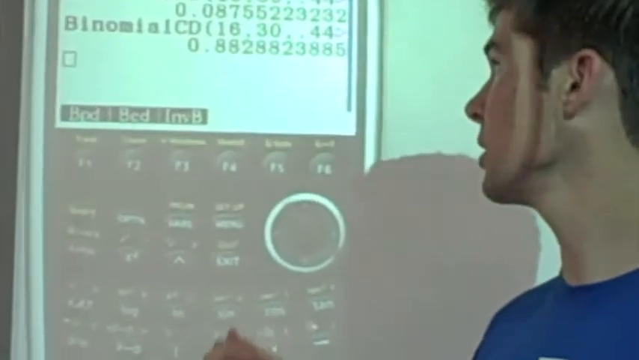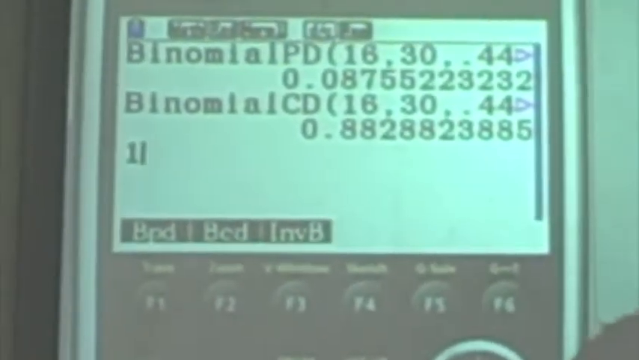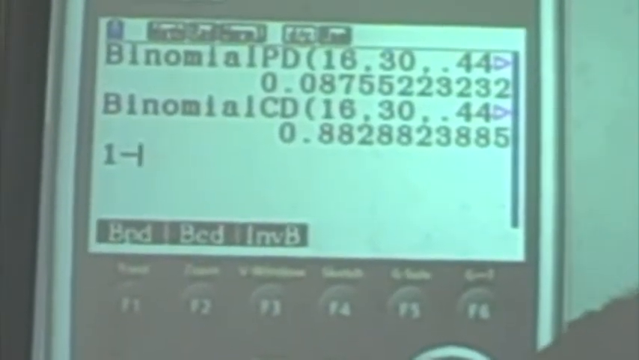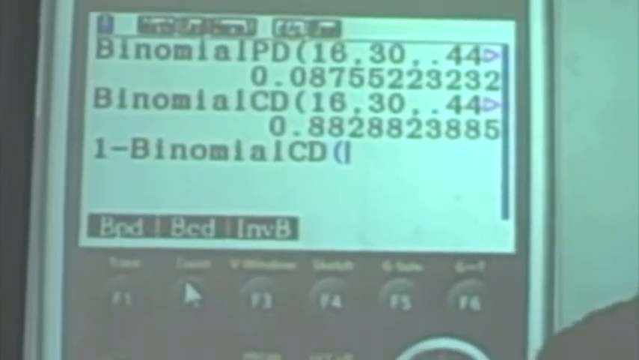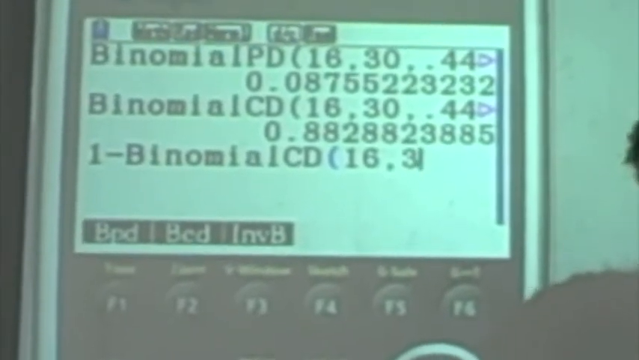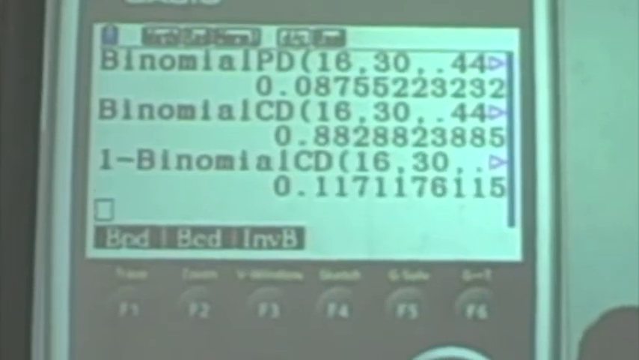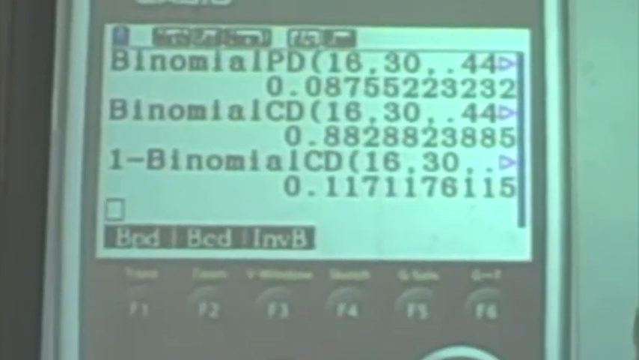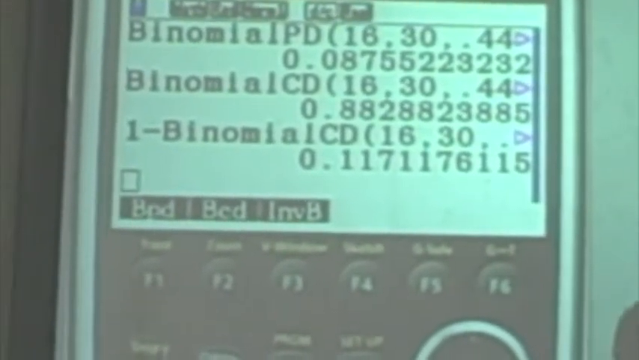All right, now we know that all the possibilities add up to a total probability of 1. So to find the probability that Z gets more than 16 hits, all we're going to do is 1 minus the probability that he gets 16 or fewer. So 1 minus BCD, 16, comma, 30, comma, 0.442. That gives you 0.11711 probability, or 11.7%.